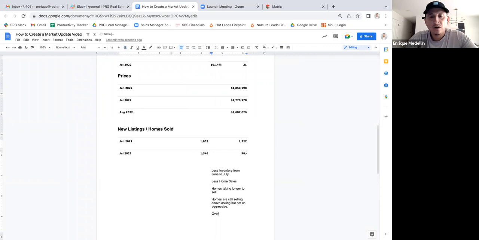So overall, home prices are down. List prices have adjusted, or sellers are adjusting the list price.